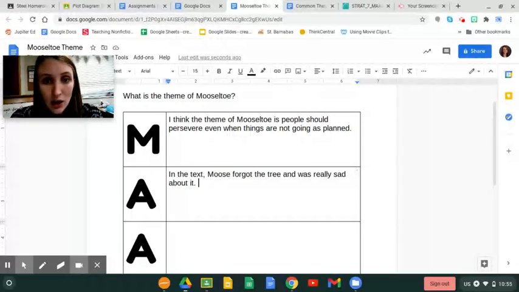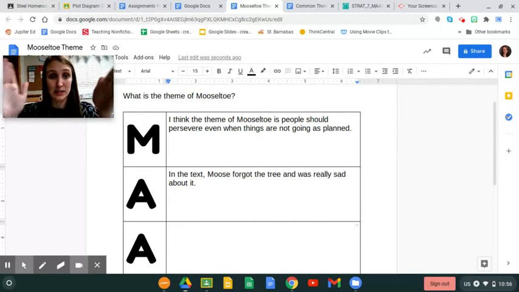For me, the reason why I picked that the theme is that people should persevere even when things are not going as planned, is because he was really sad. One of the reasons is because he was sad when things weren't going as planned. He forgot the tree. Something else that the author says. So guys, look, I'm already done with that sentence. I have one sentence in there. I'm going to stop that one. Now I'm going to the next one.